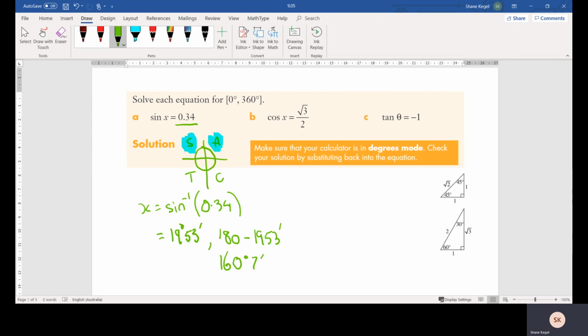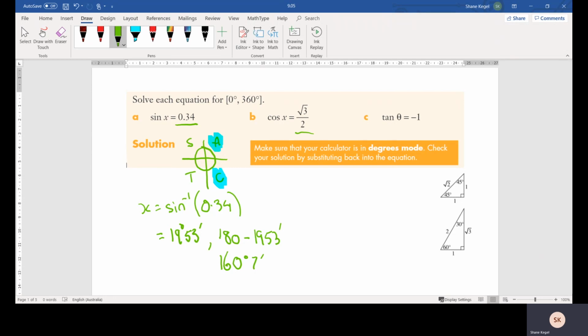Solving B, between 0 and 360 degrees. Cos, they're telling me, is positive. So again, I'm asking in what quadrants is cos positive? It's positive in quadrant 1 and quadrant 4. So we've got 0 plus our angle and 360 minus our angle for quadrant 4.